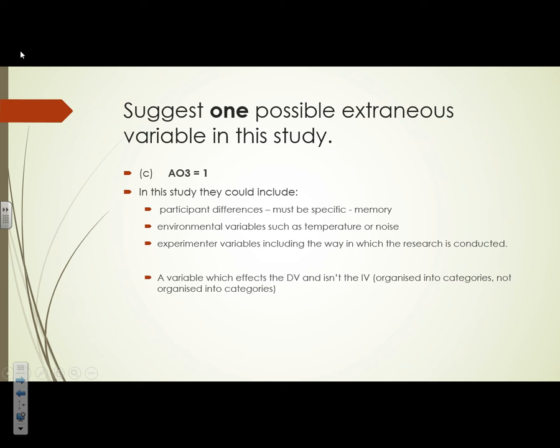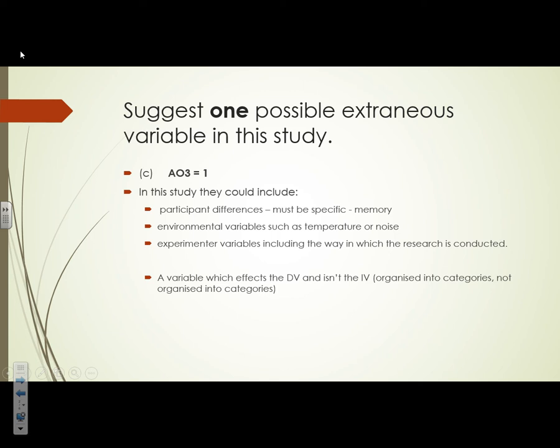It's a bit weak. Environmental variables such as temperature or noise, the type of supermarket that it's in, all those different things, and experimental variables, so the way that the research was conducted in itself. Think of all those different extraneous variables that we talked about particularly. Just make sure you are specific. And the only thing you wouldn't get marks for is saying that it's organised into categories or not organised into categories, because that is the IV, and we want the IV to affect the DV. We don't want any extraneous variables to affect the DV.